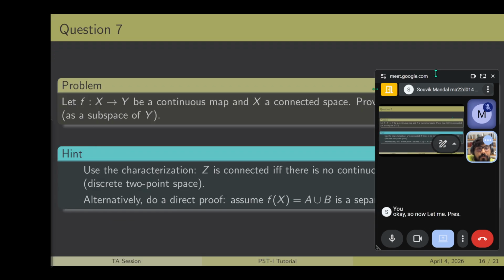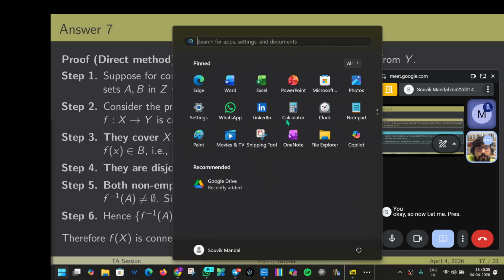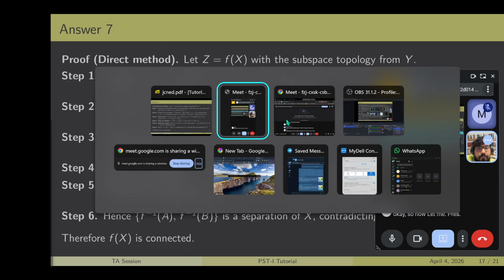Let me present the proof of this. Mustaq's argument is absolutely correct. So this argument is as follows. Whatever he explained, everything is written here. Please go through the argument. If you wish, you can take a screenshot of the argument. But please go through the argument once again.